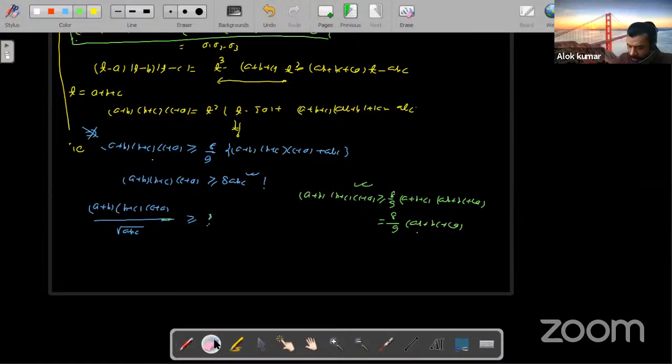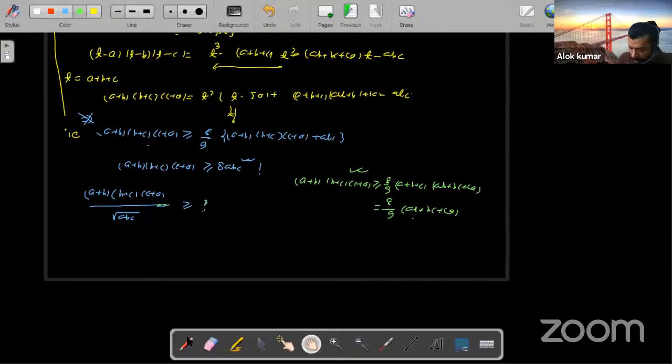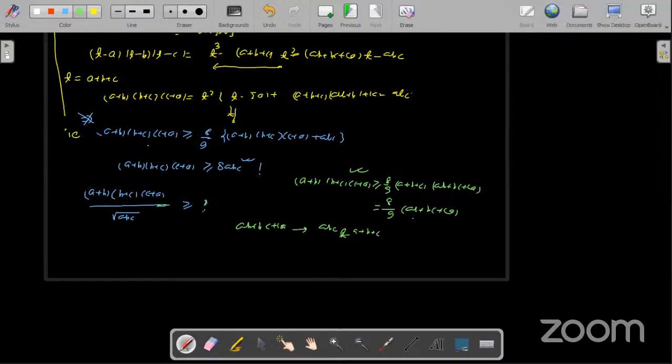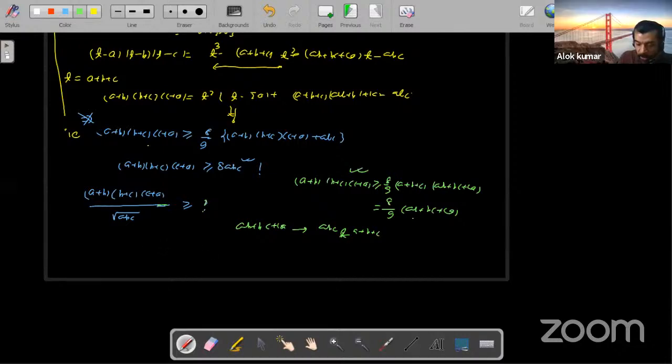See, I ask you this question: how do AB, BC, CA relate to ABC and A plus B plus C? Do you know something that connects AB plus BC plus CA? We can square them, like the Cauchy product thing. Wait a minute, sir. AB plus BC plus CA whole squared is equal to A plus B plus C into ABC. No, is it greater than or equal to? Not that, but still you are on the right path maybe.